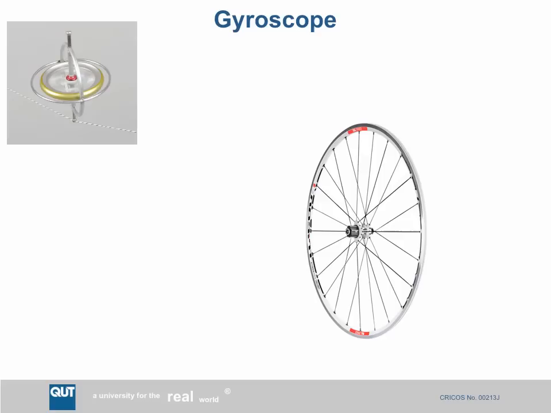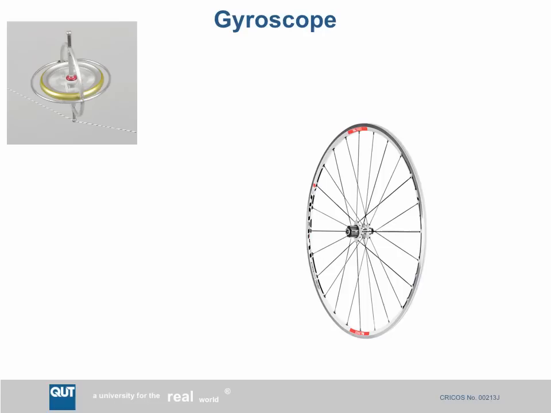Another thing you can do that demonstrates gyroscopic effects is with a bicycle wheel. I'm not sure if any of you have actually done this, but you spin a bicycle wheel and then you hold it in your two hands and you try and rotate it around one axis. And what it does is when you try and rotate it, it tries to fight you and rotate around a different axis. What's going on here?